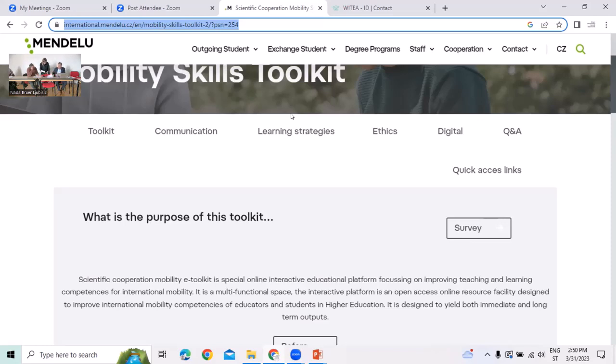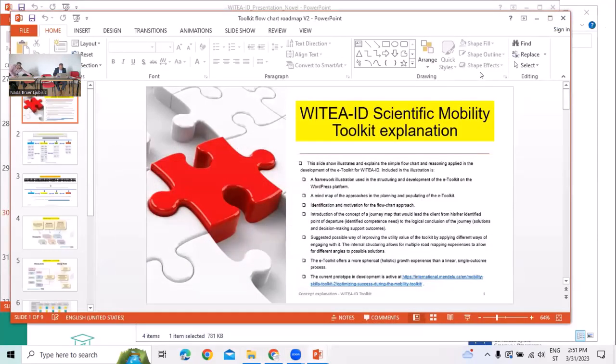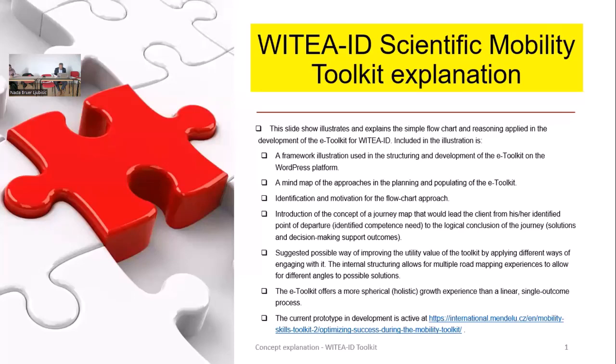Give me 5 minutes, or 2 minutes, just to tell you what you can expect if you go into the toolkit. As I explained yesterday, this was the approach that we used. The idea is to offer multiple pathways, multiple possibilities, to develop. This is the first very important thing: it's a developmental approach that we followed here.